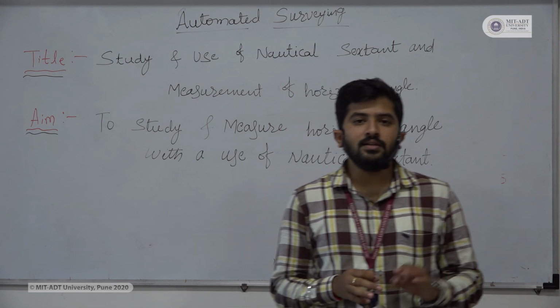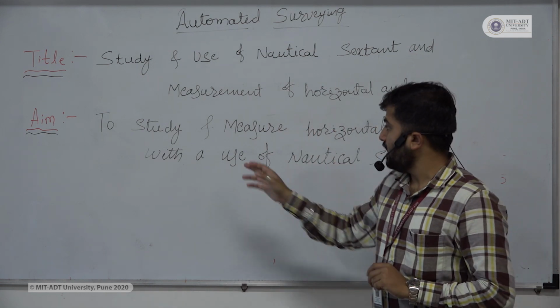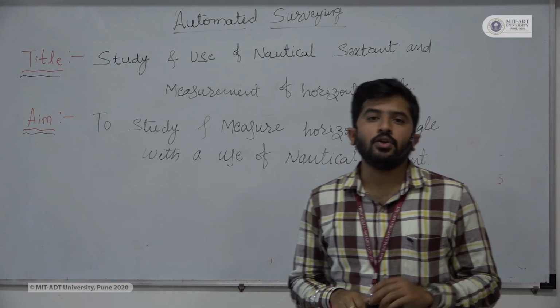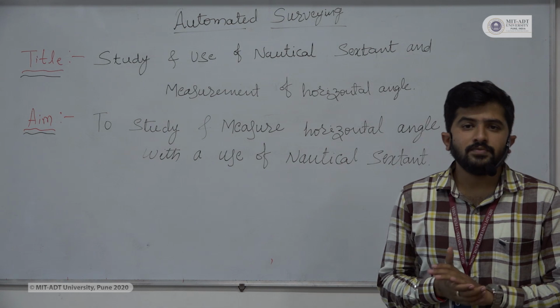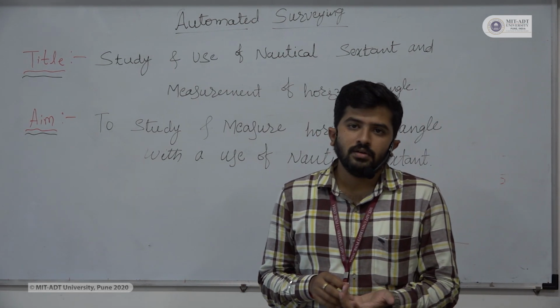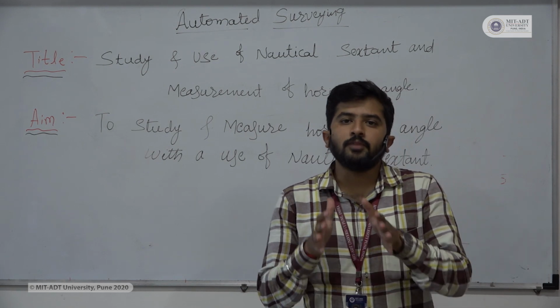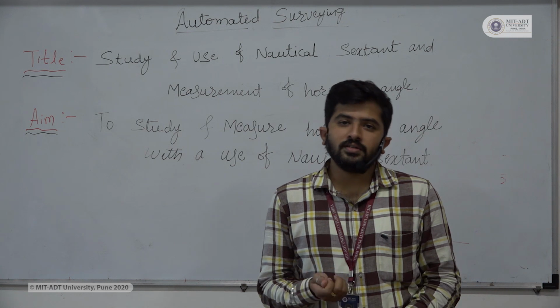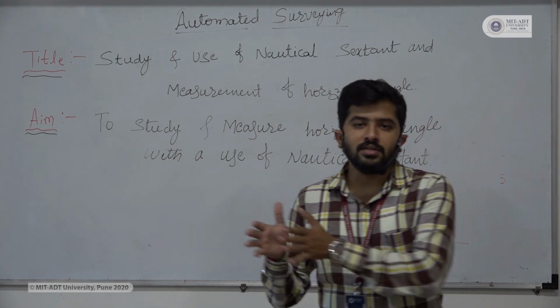with the nautical sextant. So, the aim of the experiment is to study and measure the horizontal angle with the use of the nautical sextant. It is very handy and comparatively accurate. We can't say it is 100% precise or 100% accurate. It is comparatively handy. Based upon the operator, it will give a more accurate result.